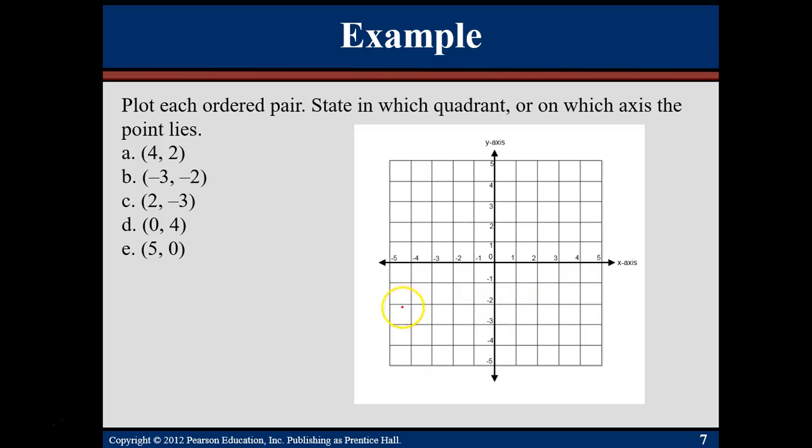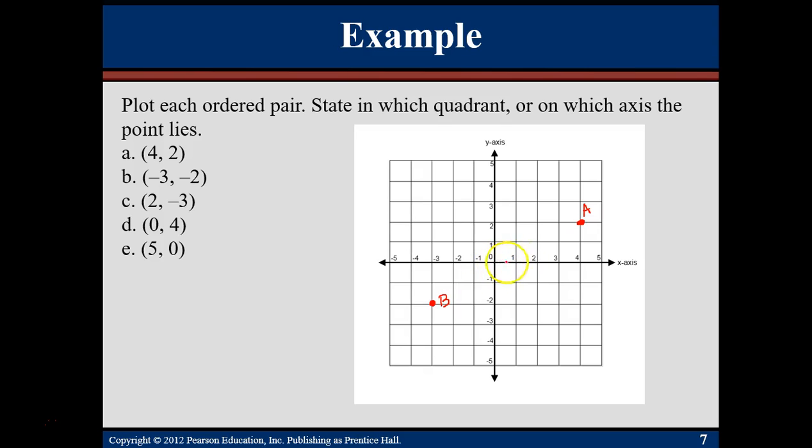Speaking of 4, 2, let's plot some points. We just looked at that on the other slide. I'm going to go from my origin, you always start at the origin, over 4, up 2. And I'll just go ahead and label that A. Negative 3, negative 2. Go to negative 3 on the x-axis. That's a negative 2 on the y. And that's point B.